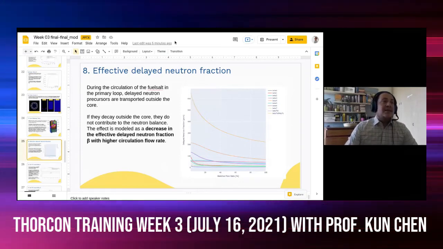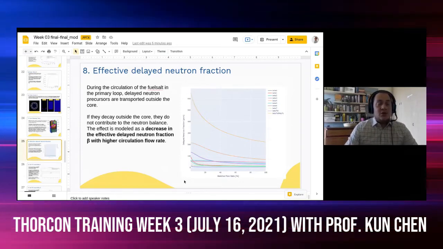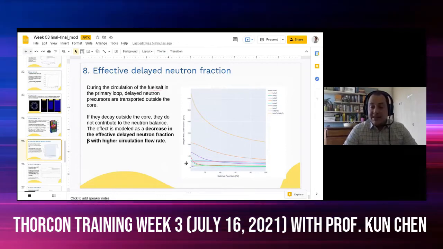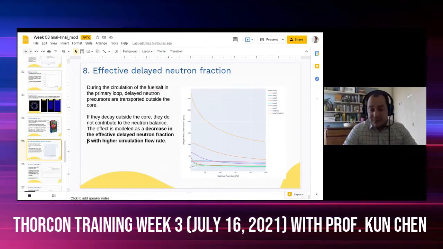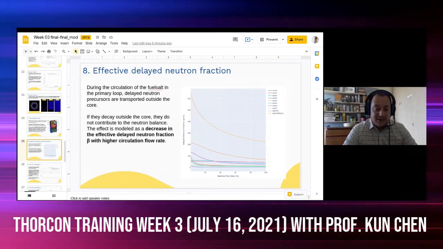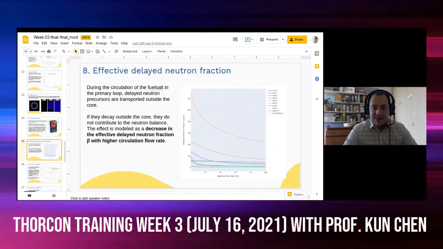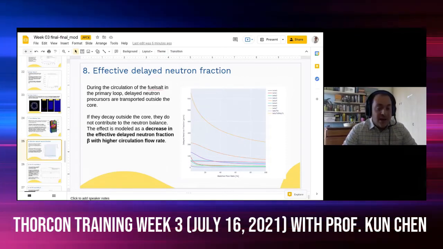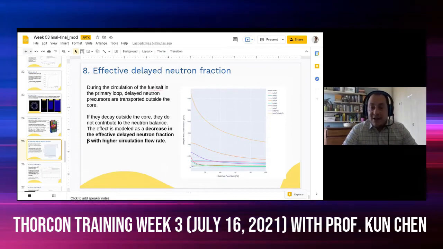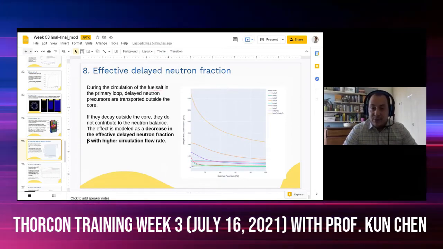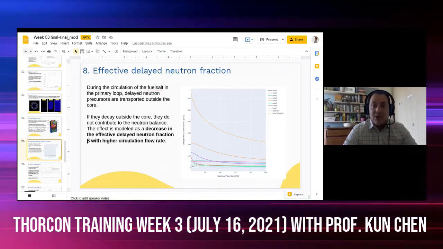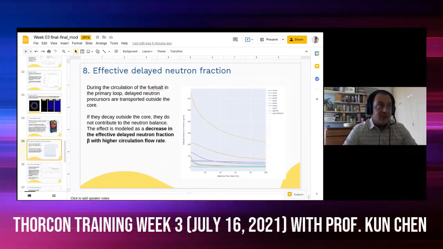So at zero flow rate, the ThorCon reactor will see a 650 PCM of beta effective. PCM is 10 to the minus 5. This is a standard value for a uranium-5 fueled reactor and very common in thermal reactors.